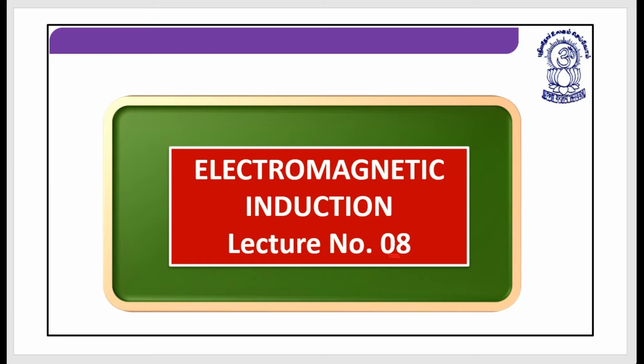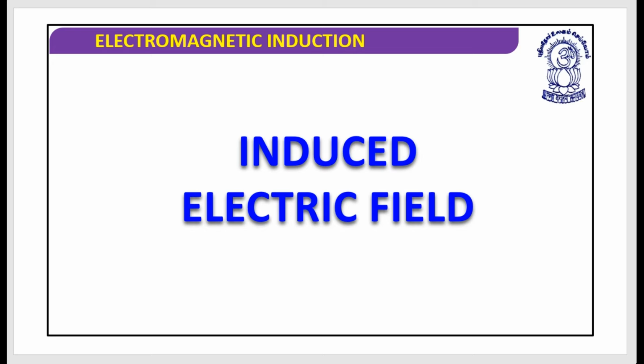This is lecture number 8 of the unit electromagnetic induction. So let's begin with today's class. In today's class we are going to discuss basically two parts. First is the induced electric field and next would be the RL circuit, that is, resistance and inductor circuits. So first let's begin with the induced electric field. What is it? Let's have a look.